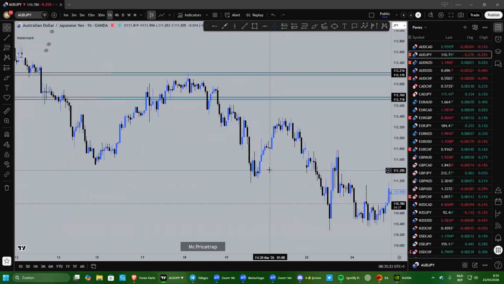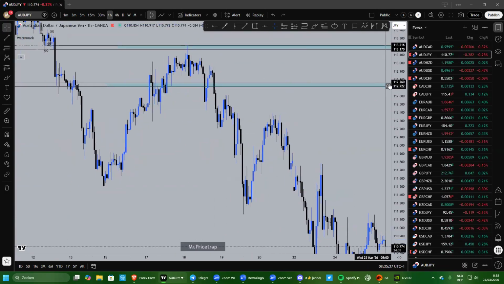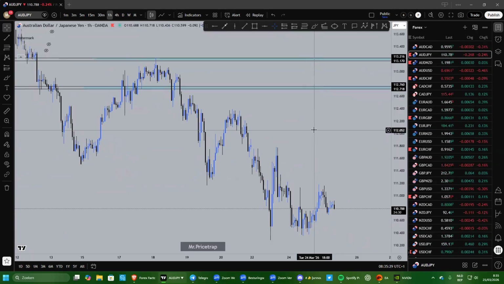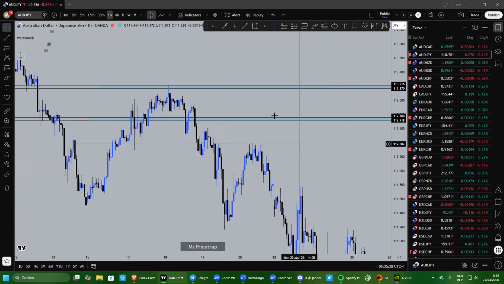The very first one was, of course, ADJPY. ADJPY is one of my favorite pairs, by the way. It's a really nice pair that really follows some good structure and gives us most of the time some very clean price action.